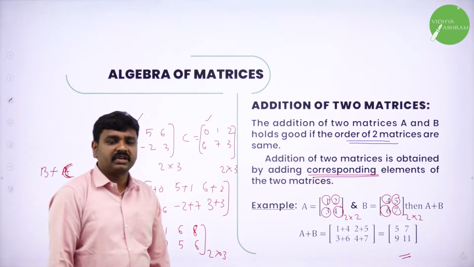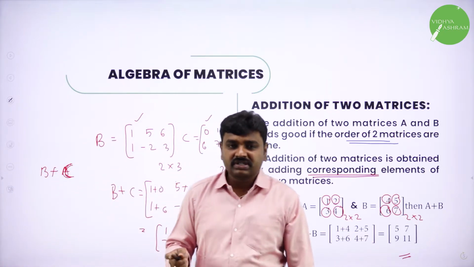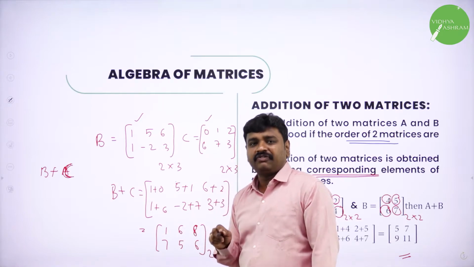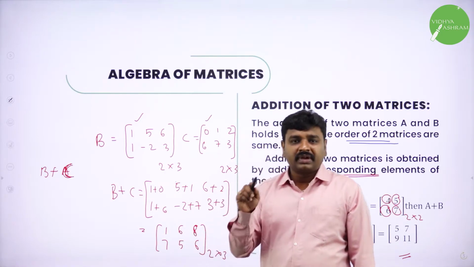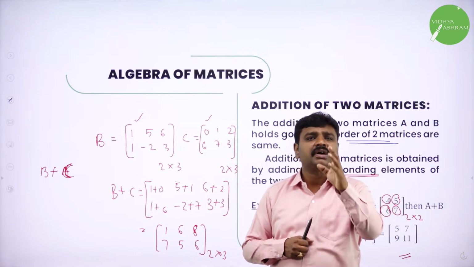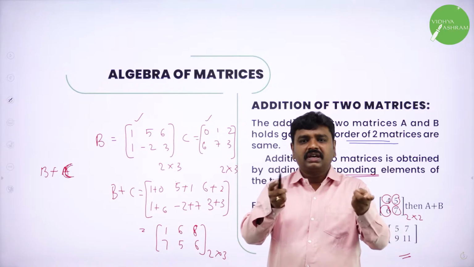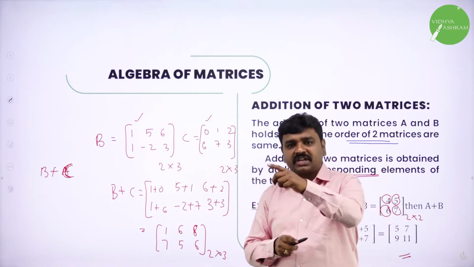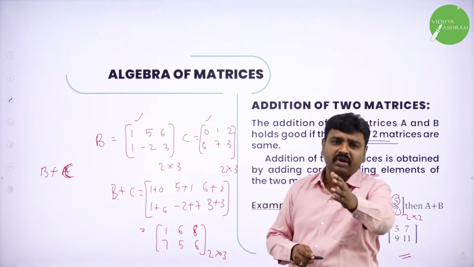What is addition of two matrices? Addition of two matrices is possible if both have the same order. Two matrices you can add if and only if both the matrices are of the same order. And how to add? Add the corresponding elements. First element with first element, second element with second element. Like that you go ahead, you will get the addition.